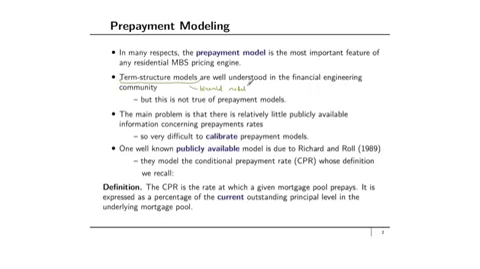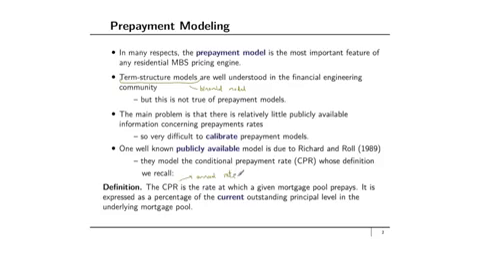The CPR is the rate at which a given mortgage pool prepays. It is expressed as a percentage of the current outstanding principal level in the underlying mortgage pool. It is also expressed, by the way, as an annual rate. And we have seen that before as well.